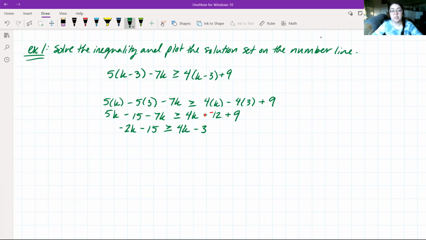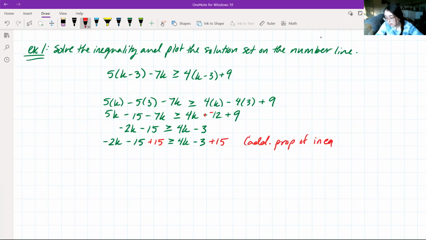Let's go ahead and add 15 to both sides. So that gives us negative 2k minus 15 plus 15 greater than or equal to 4k minus 3 plus 15. And this is our addition property of inequality. So simplifying this, we get negative 2k is greater than or equal to 4k minus 3 plus 15. And remember, minus 3 is like saying plus negative 3. So negative 3 plus 15 is going to give us positive 12.